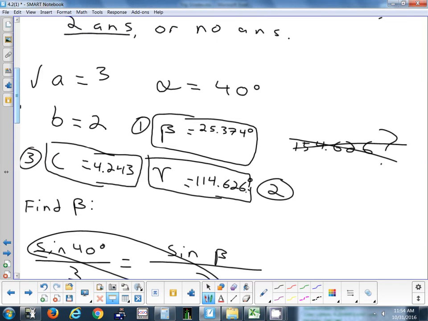Okay, so any questions on that type? Okay, so tomorrow we'll look at the case that comes up when you get the 2 solutions, and then the case where you get the no solution.